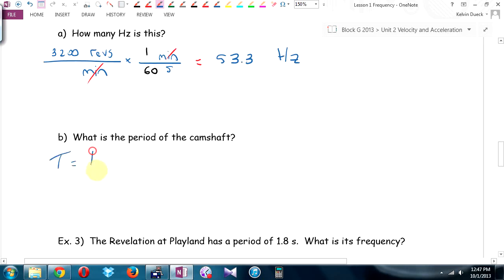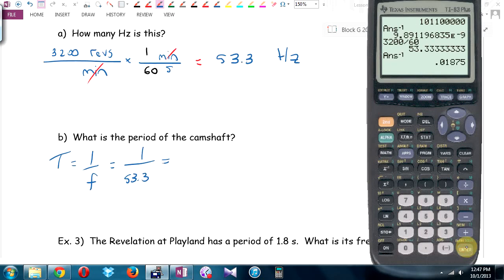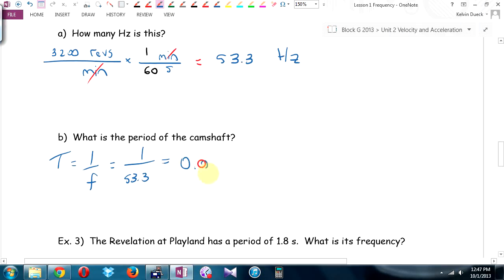Period is 1 over the frequency. Halen, did we just figure out the frequency? Yeah. Aha! 1 over 53.333. You know what? I'm going to use my fancy reciprocal button. The period, it looks like it rotates every 0.01875 seconds. I don't know how many sig figs to go to because I'm making up data. I didn't actually measure this, so we'll just write the whole thing.